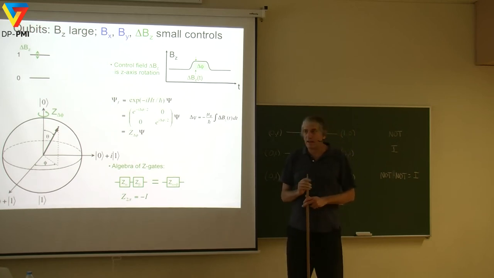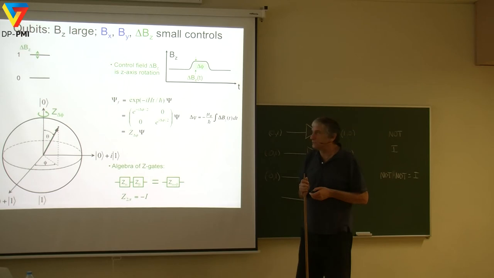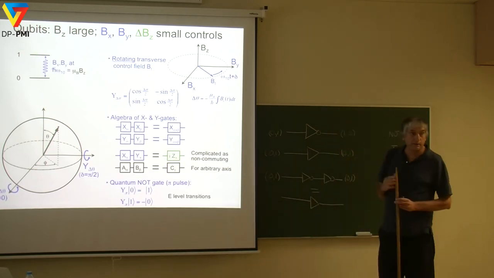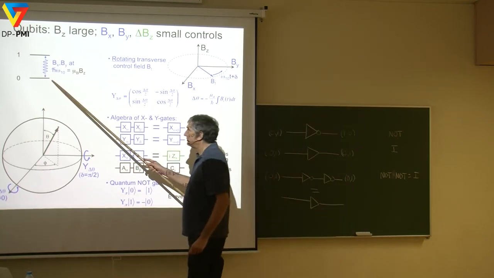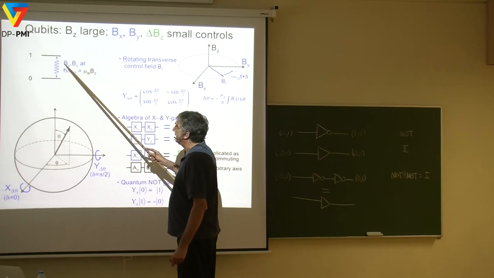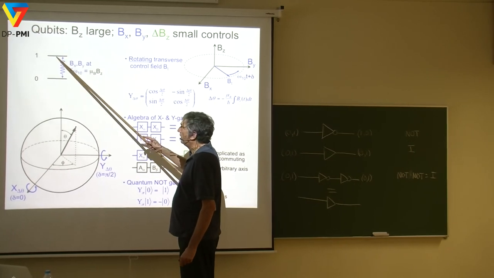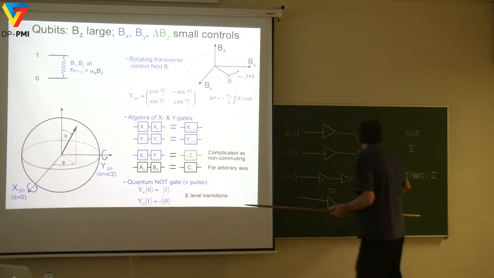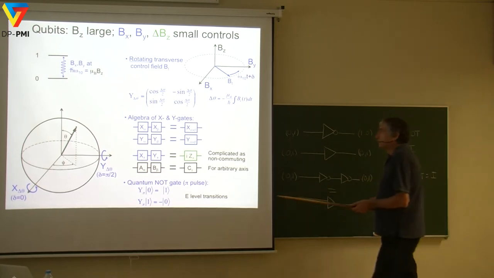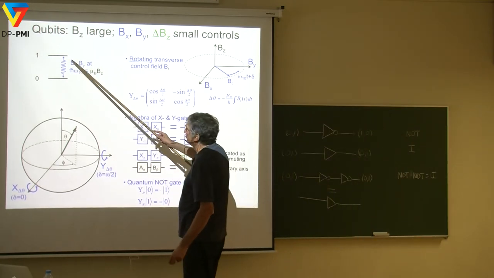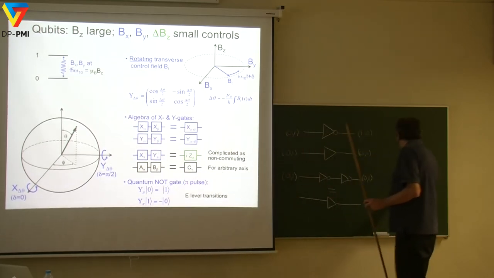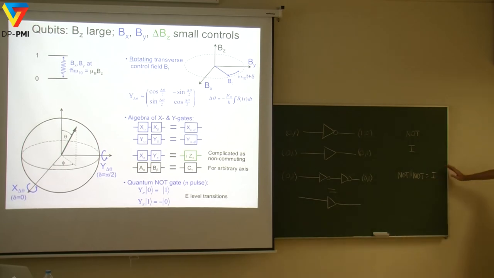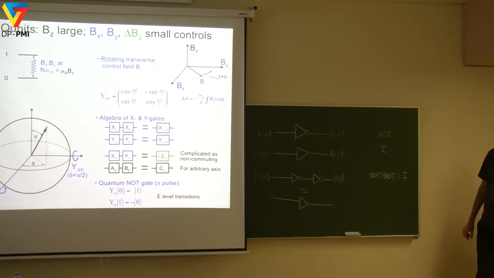Now let's do something more complicated. That was the simple one. Now we're going to put on microwaves at the transition frequency. If we put a microwave just right, a zero can go to a one, which is kind of like a NOT. Then we put on a second microwave pulse, and if you're in the one state, that takes you to the zero. That's kind of like NOT NOT is equal to I. So we're going to build this gate using microwave pulses. But it's richer because it's quantum mechanics.